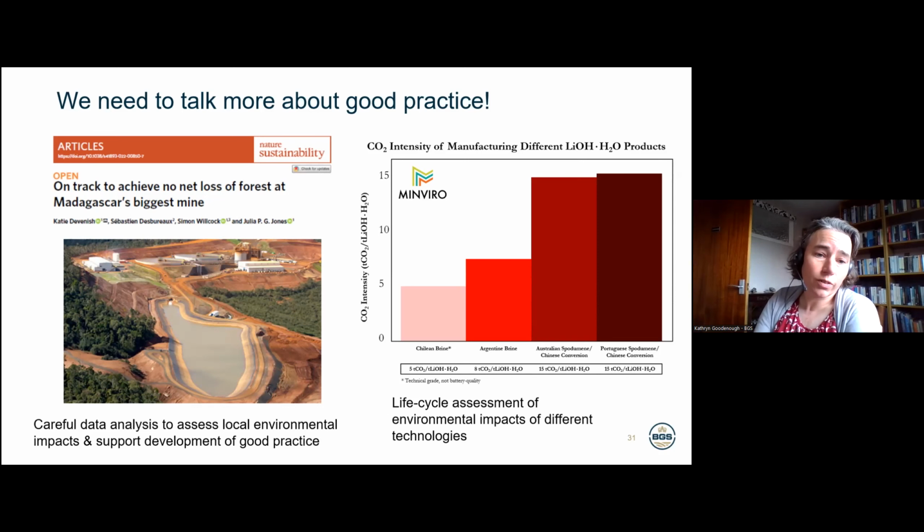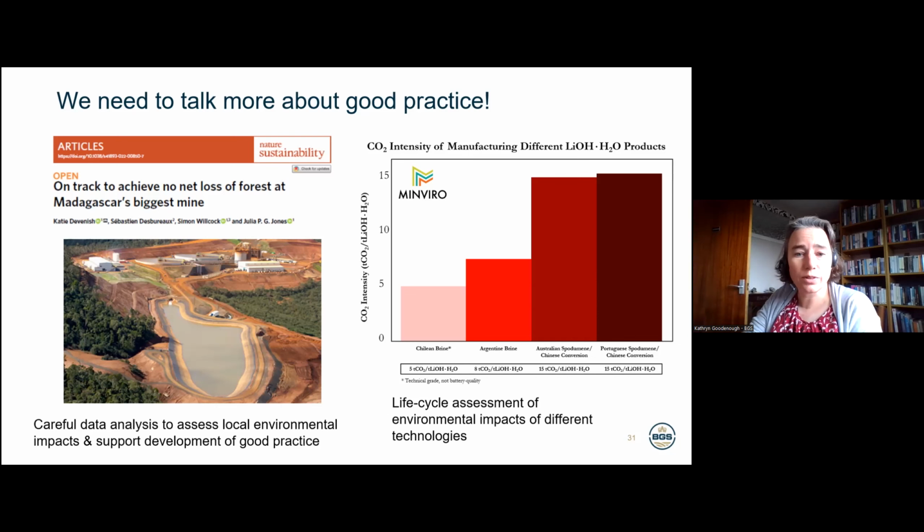And Katie has done some very careful analysis, using mostly remote sensing, to assess the local environmental impacts, and has indeed shown that the mine is on track to achieve no net loss of forest only a couple of decades after it opened. So in other words, as much forest would have been lost without the mine as was lost with the mine. That's pretty impressive, and shows that our assumptions that mines cause deforestation aren't always right.